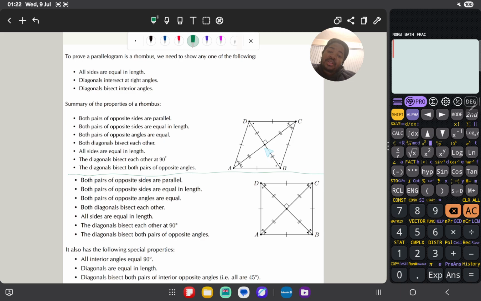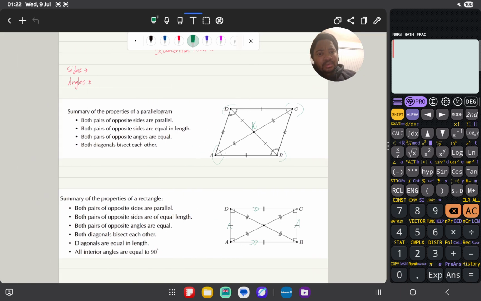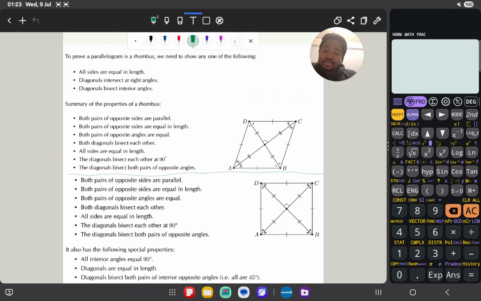And then for the rhombus, the diagonals bisect each other, forming a 90-degree angle, right? I think that could also be the case for a parallelogram, but apparently not. Oh, I'm thinking of a kite here. But yeah, the diagonals bisect each other at 90 degrees, and of course here your diagonals are not equal in length.